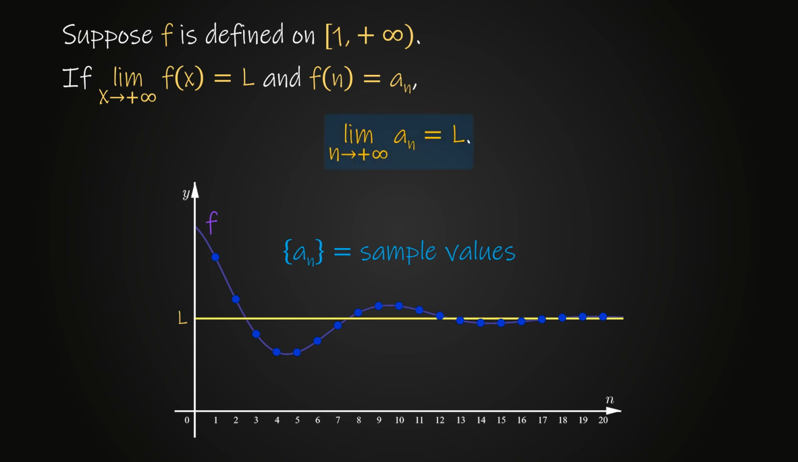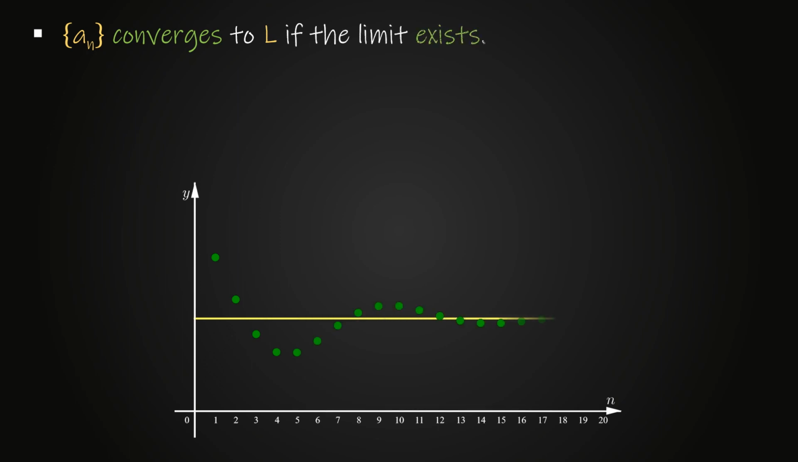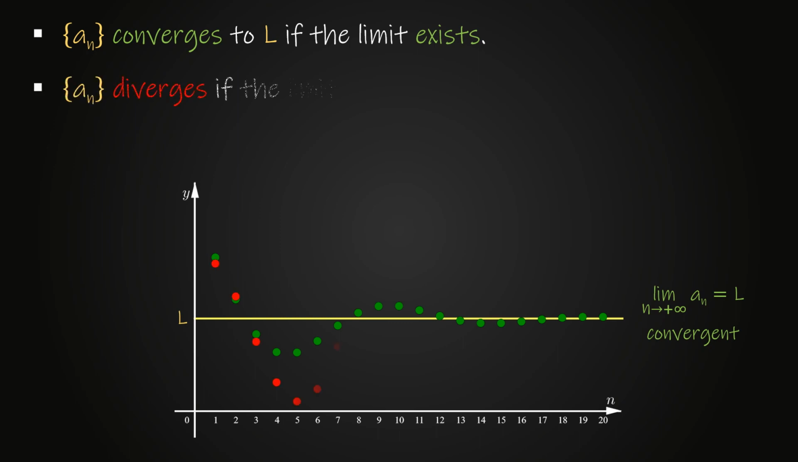It means that if the terms of the sequence are taken from a function that has a limit L at infinity, then the sequence also has the limit L. Depending on the existence of the limit, the sequence converges to L if the limit exists. This means the sequence is convergent. Meanwhile, the sequence diverges if the limit does not exist. This means the sequence is divergent.